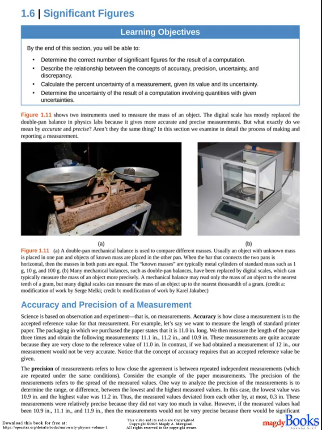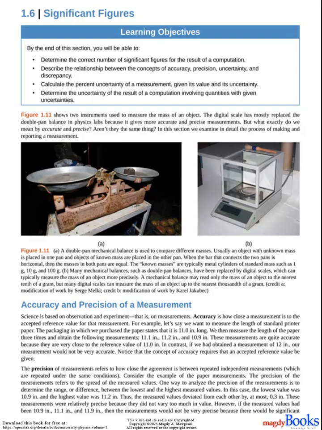1.6.1. Accuracy and precision of a measurement. Science is based on observation and experiment, that is, on measurements. Accuracy is how close a measurement is to the accepted reference value for that measurement. For example, let's say we want to measure the length of standard printer paper. The packaging in which we purchased the paper states that it is 11.0 inch long.